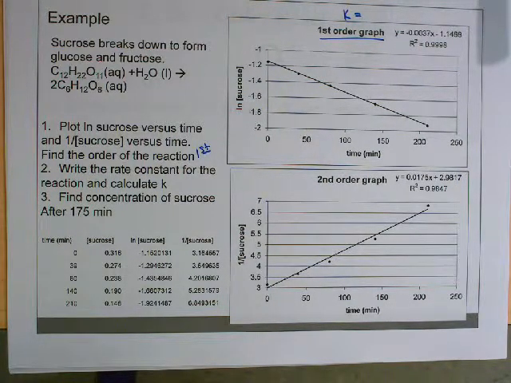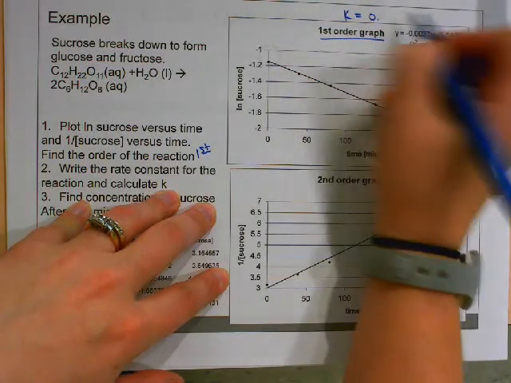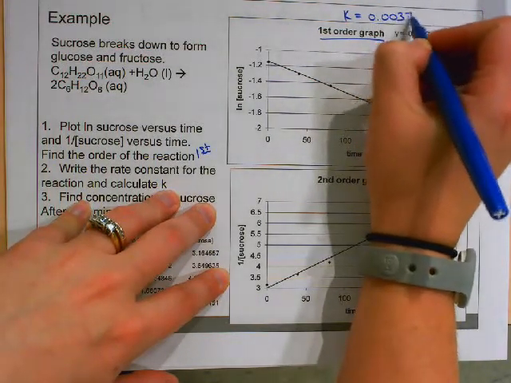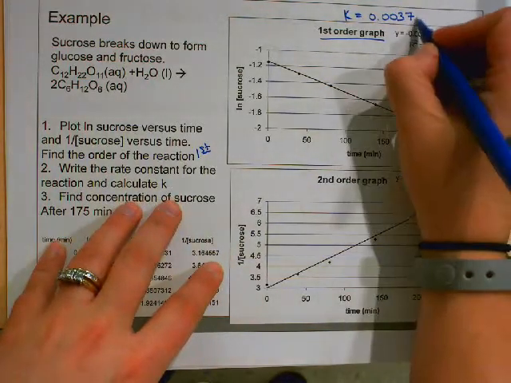So K equals, do I include the negative sign? No. Negative just tells me it's going downward. Remember K is always, always, always, always positive. No such thing as a negative K. So K in this case is just equal to 0.0037. What would that be? Inverse minutes.